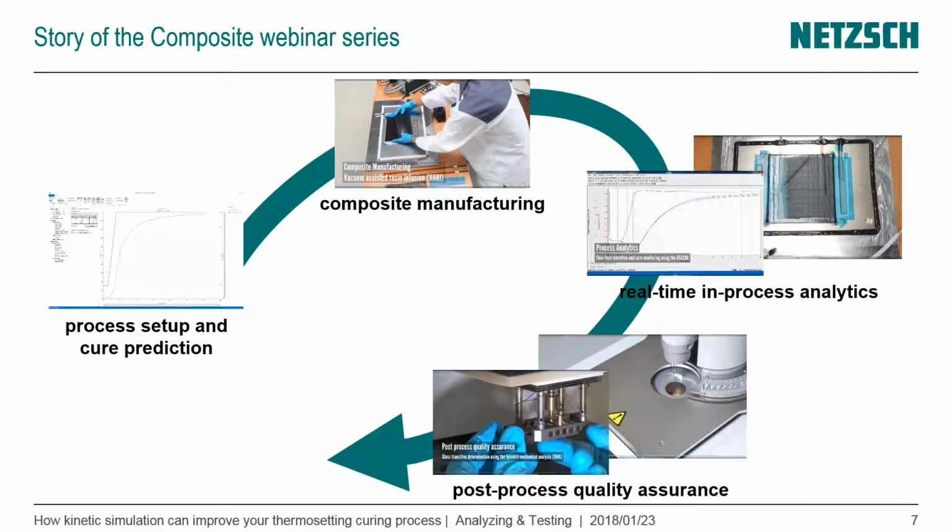Afterwards, we prepared samples out of this test plate, and we did a post-process quality assurance using differential scanning calorimetry to determine the residual cure, and we used dynamic mechanical analysis to determine the glass transition as a quality criterion of the mechanical performance of the material.